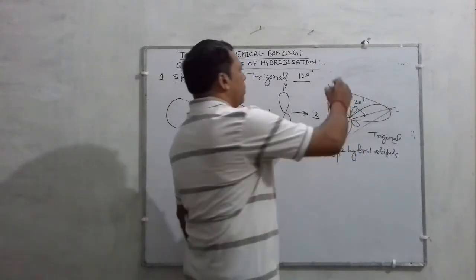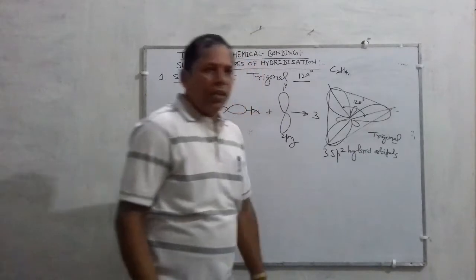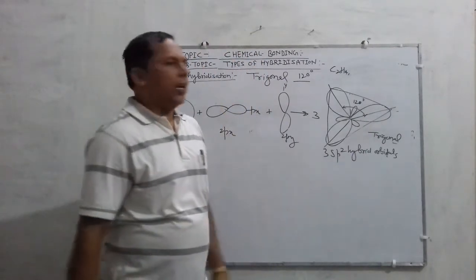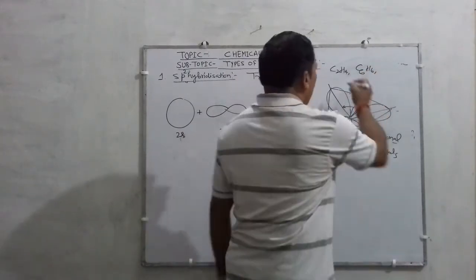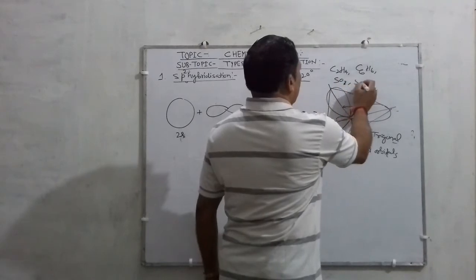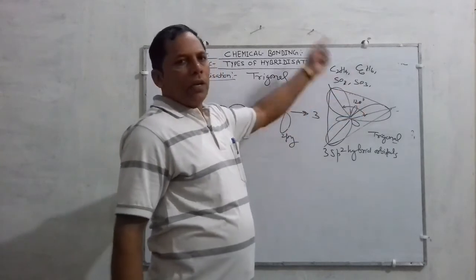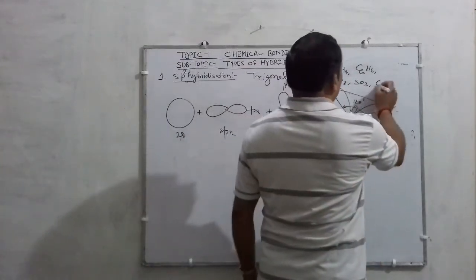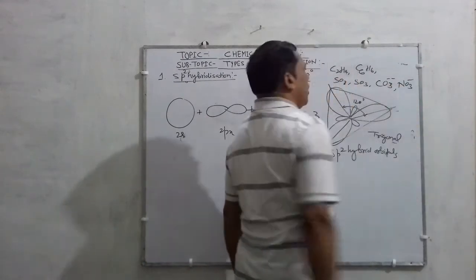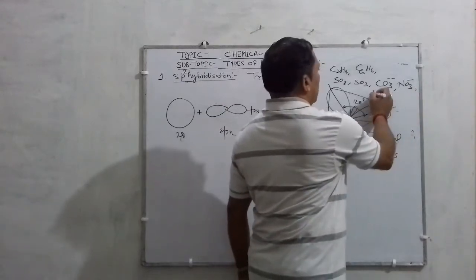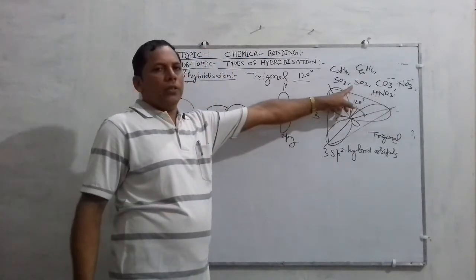Some good examples of sp2 hybridization you can write: C2H4, that is ethene, also called ethylene. You have heard the name of benzene, C6H6, sulfur dioxide, sulfur trioxide, carbonate, CO3 2-, nitrate, and nitric acid. So these are some good examples of sp2 hybridization.